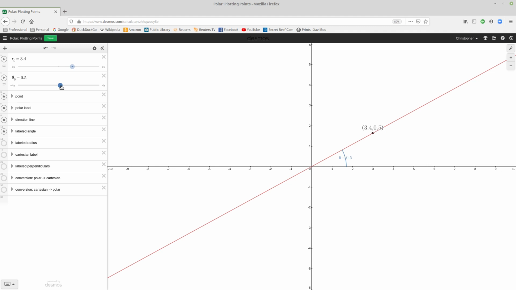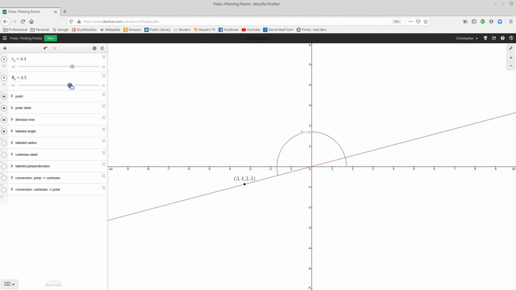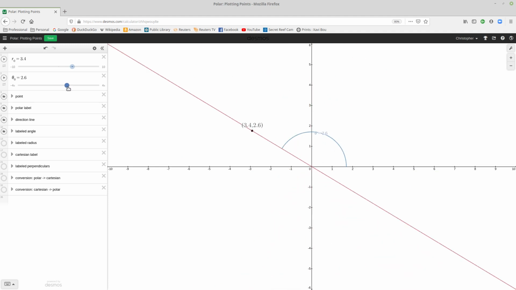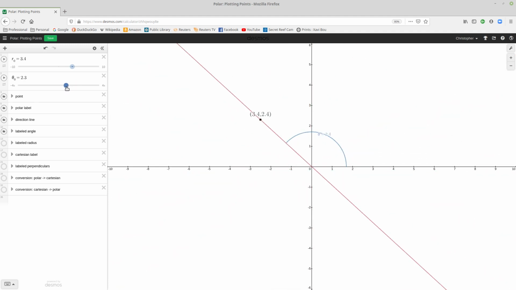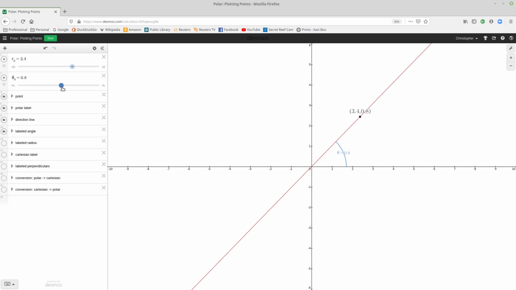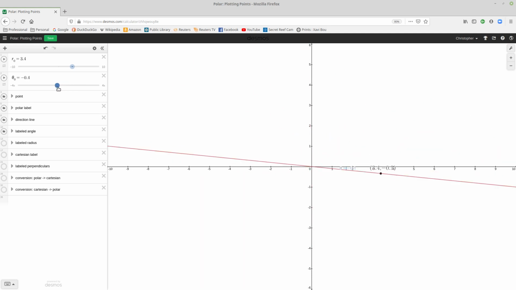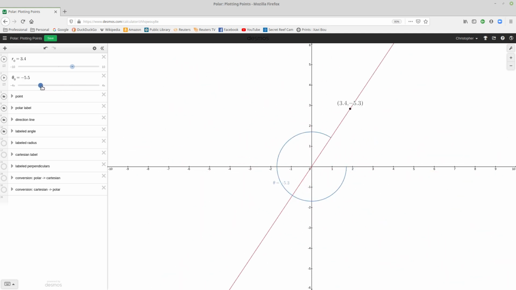So the angle is measured from the positive x-axis like we've grown used to. And as I increase theta, I can see my line rotate accordingly. Now I can rotate beyond 2 pi, in which case I'm going to lap myself. And I can also use negative angles to rotate in the clockwise direction.